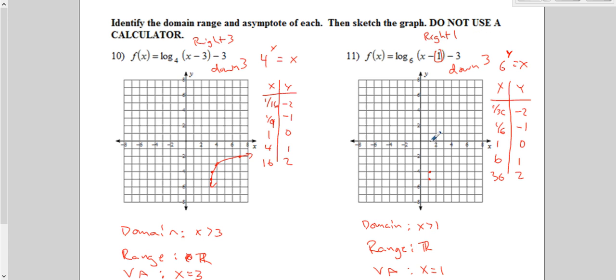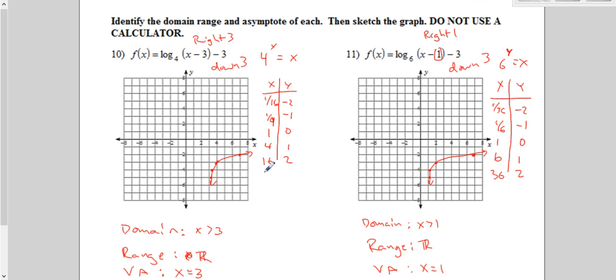1, 0, I go right 1 and down 3. And then 6, 1, I'm going to go right 1 and down 3. And 36, 2 is not going to fit on here. So I'm going to come up like this and curve over to the right. Okay? And that got me to number 11.